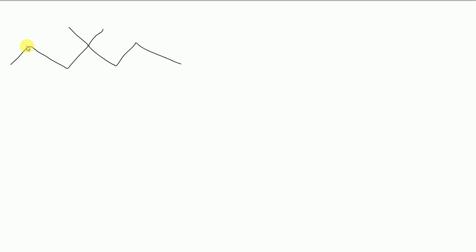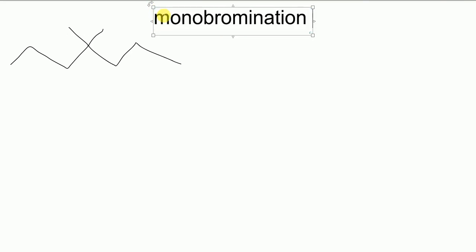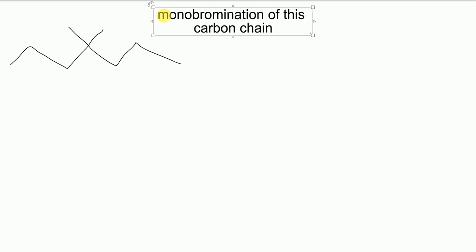The first problem is asking us to do a monobromination of this carbon chain, okay? And so monobromination means attaching a single bromine to anywhere on this carbon chain that has free hydrogens.